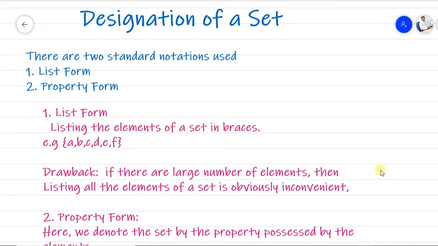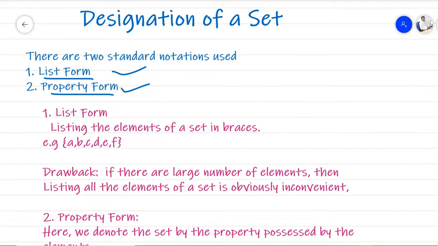Dear all, today we'll see designations of a set. There are two standard notations used in set theory. The first one is the list form, and the second one is the property form. So we'll see how list form is used in set theory and how we can use property form.